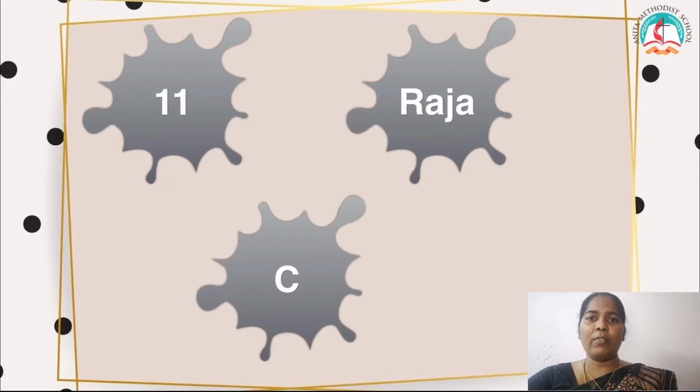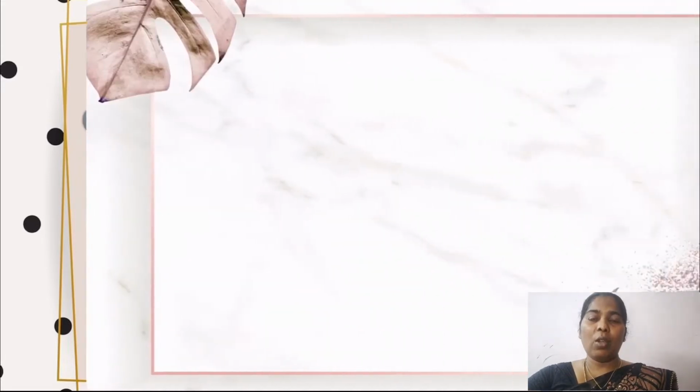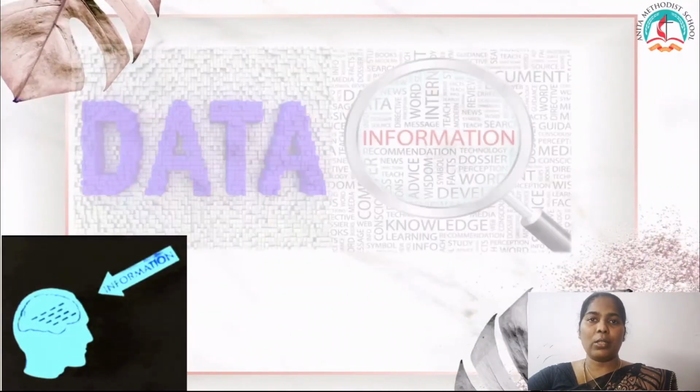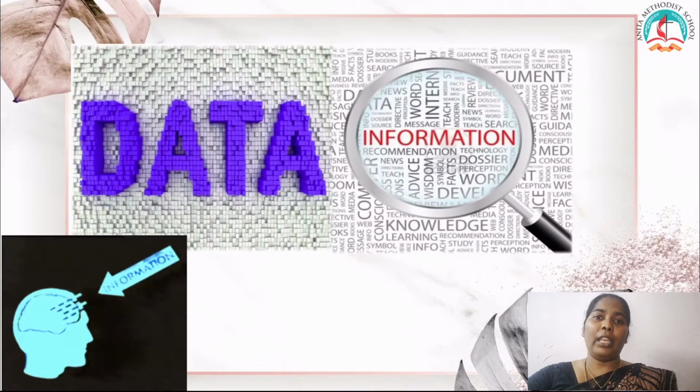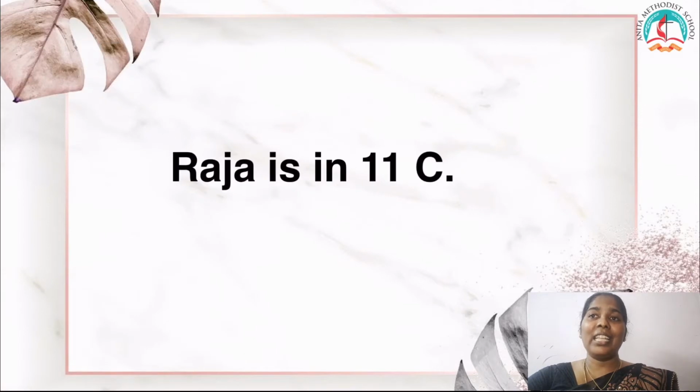And the second one, information. After getting data, what do we need to do? We need to process it. So, the meaningless data become meaningful when we do the processing. That is called data processing. Get the data from the user and process it. See here, Raja, 11C. When I see Raja, 11C, it does not give any meaningful sentence to the user. But now, Raja is in 11C, gives meaning to the user.